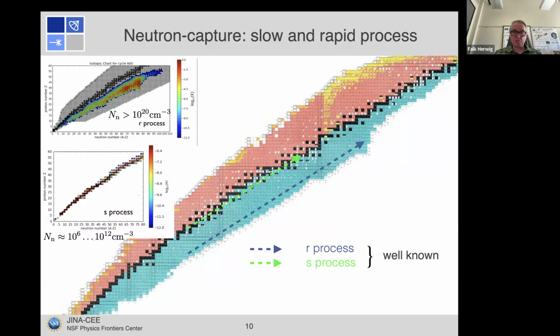The S process follows the valley of stability because the neutron densities are small, and N-gamma happens slowly compared to beta decay. Whenever an N-gamma happens, we're immediately beta decaying. Rapid is we have so many neutrons, like a burst of neutrons, say, for example, a neutron star merger or a supernova explosion, where we're having neutron captures piling on top of each other. We're going way out away from the valley of stability.